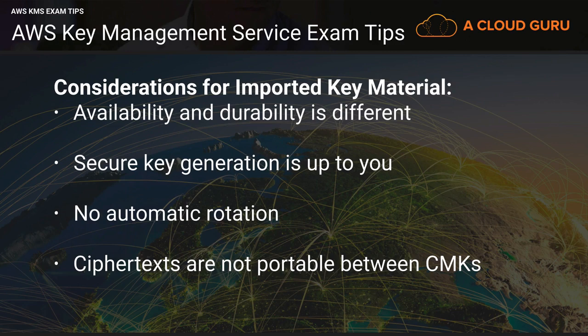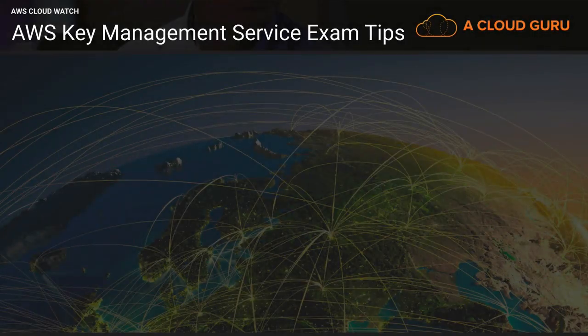Secure key generation is also up to you. There are no automatic rotations with customer master keys, so do bear that in mind. And ciphertexts are not portable between customer master keys, and that's both AWS managed as well as customer managed. What's a ciphertext? Basically, when I encrypt something, it creates a ciphertext. I can only use the customer master key that created that ciphertext to decrypt it. I can't use another customer master key to decrypt it. It just won't work.